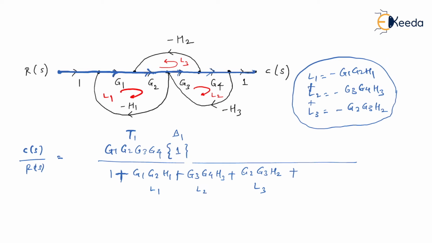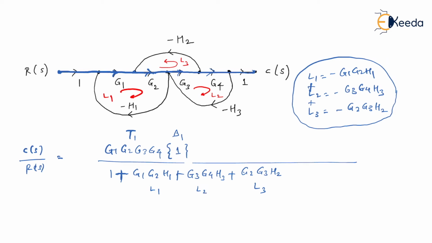Now we have to sum those loops which are non-touching each other. In fact, those are touching each other. So I have to write the summation of 2NL, where NL stands for non-touching loops. But as you can see here, every loop is touching the other. They are sharing common nodes within them. And therefore, we cannot have an extra term for non-touching loops. And therefore, we need to terminate over here only. And this is the final transfer function.